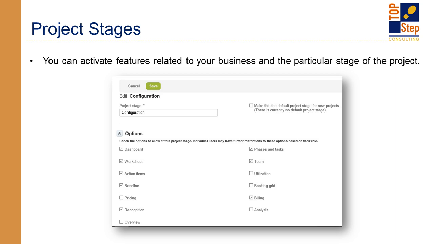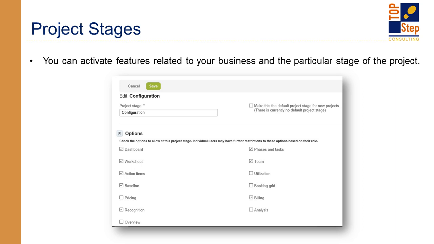So many features exist within the project's application for each project, and when creating a project stage, you can activate certain features related to your business and the particular stage of the project. So for example, you may want to have billing and recognition options available for projects that are in an active stage, but not for projects that are in the internal stage. And below you can see the options that are available that you can configure for each project stage.